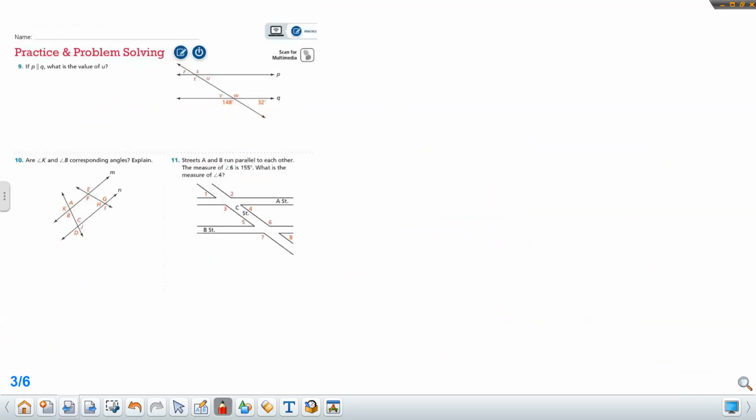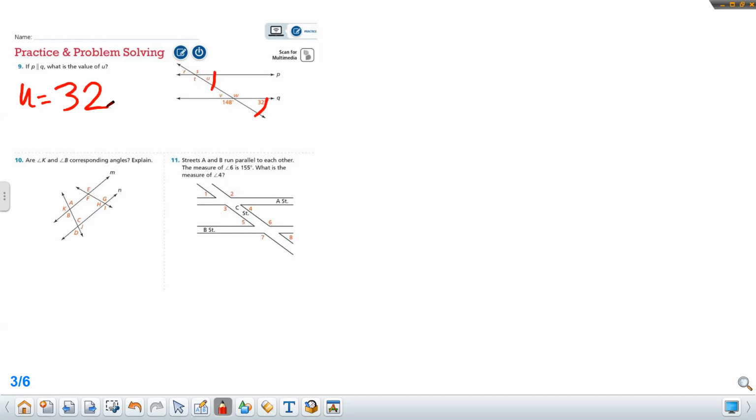The next one, number 9. The question is, if P is parallel to Q, what's the value of U? U and 32 are corresponding angles. So we can say angle U equals 32. Okay, easy?